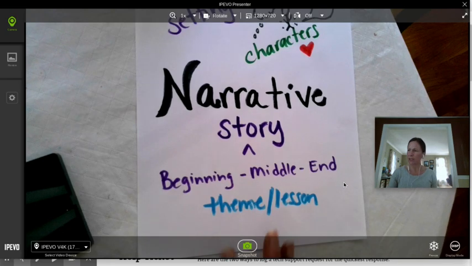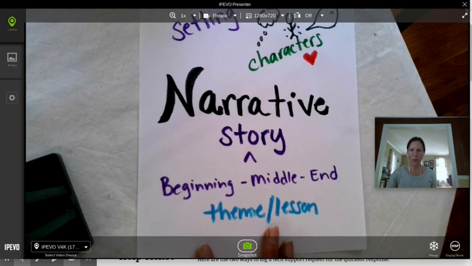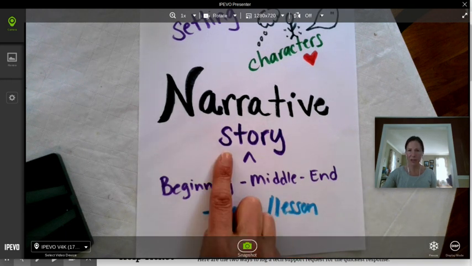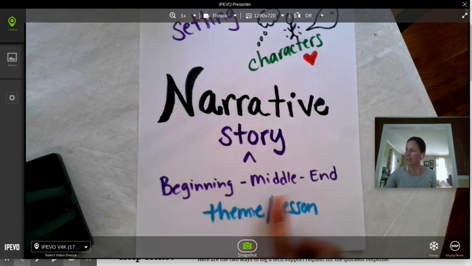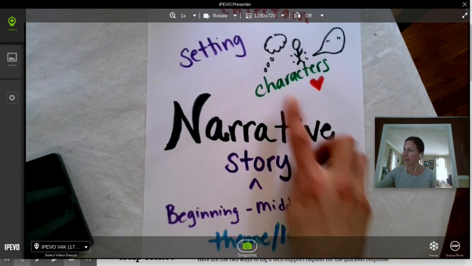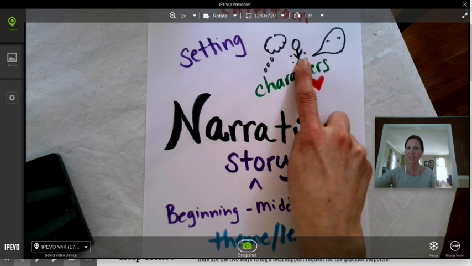I wanted to quickly review what we had done yesterday when we thought about revisiting narrative and we listened to Jabari Jumps, and then we talked about what makes a narrative a narrative. Just to review, we thought about a narrative being a story that has a beginning, middle, and end. There are characters who are thinking and talking and feeling and acting, right?